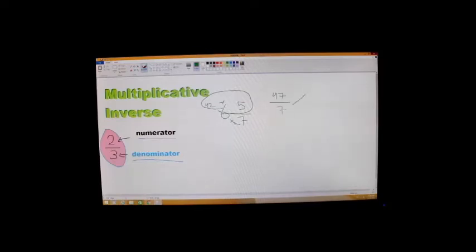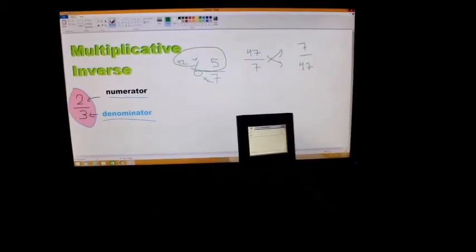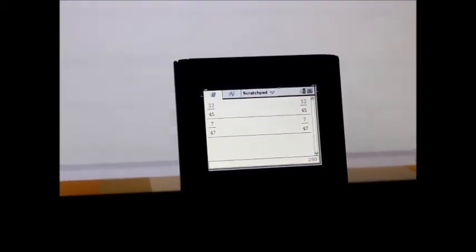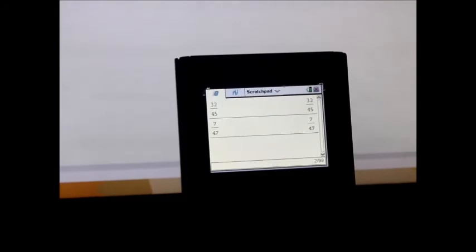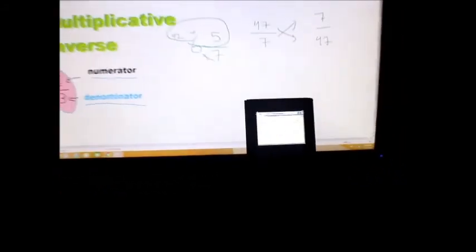And then all you have to do is switch the position of the numbers, which is 7 goes on the top and 47 goes on the bottom. Let's see if we can reduce it. 7 divided by 47. You can't reduce it, so that's just the answer.